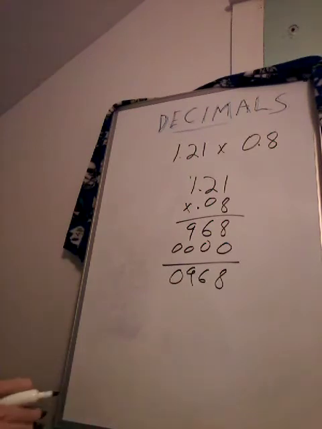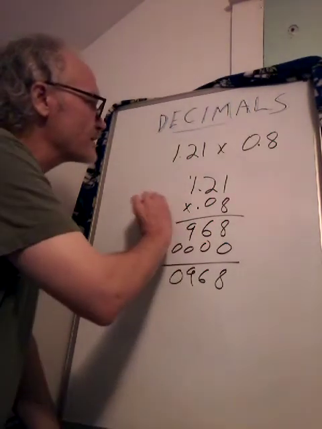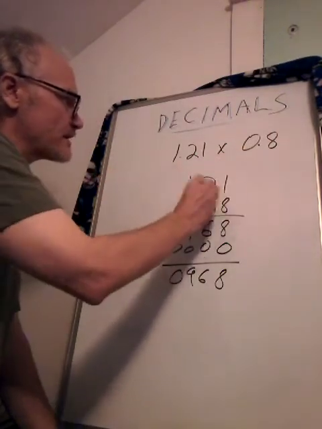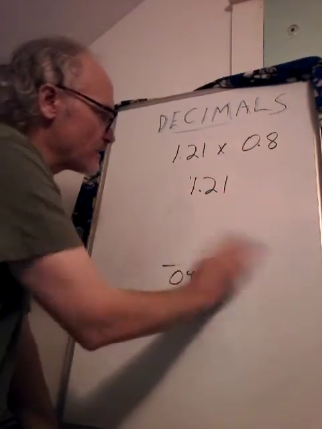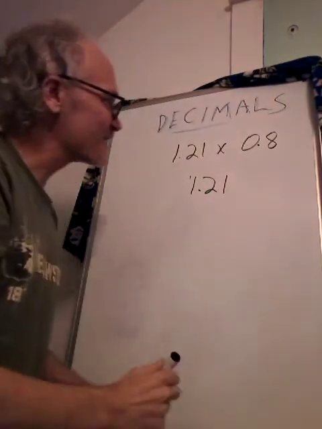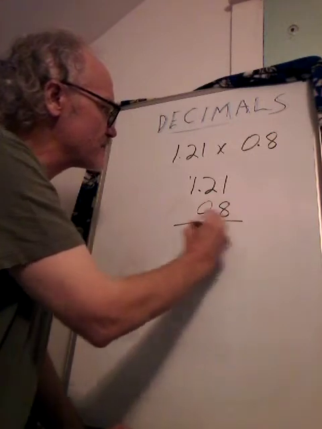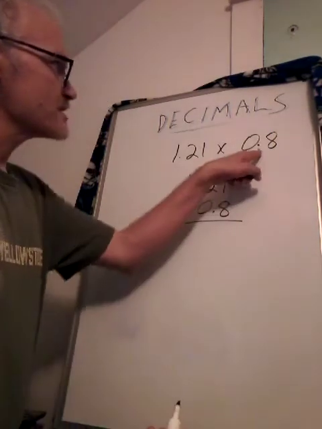Now, I did it wrong. It wasn't 0.08, it was just 0.8. Let's try that again. Aha! It's okay to make mistakes. Let's try it again. 0.8. This is even a better example.